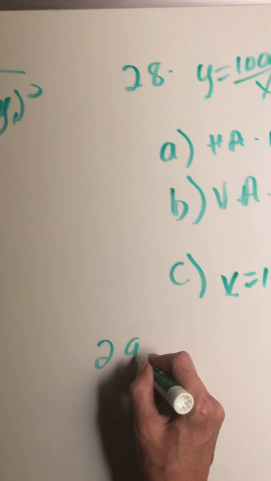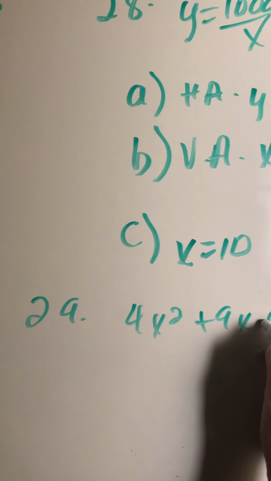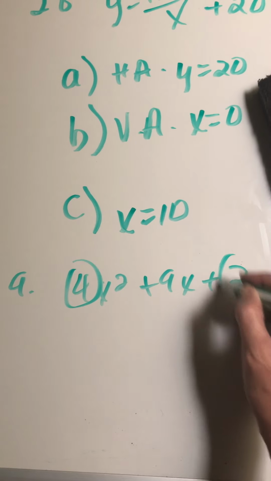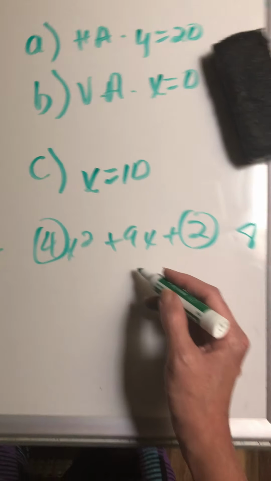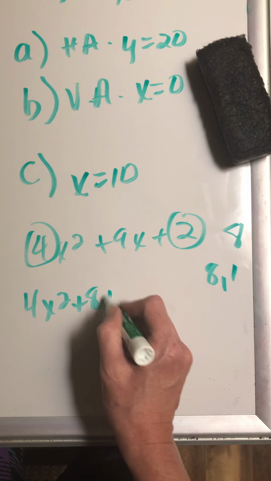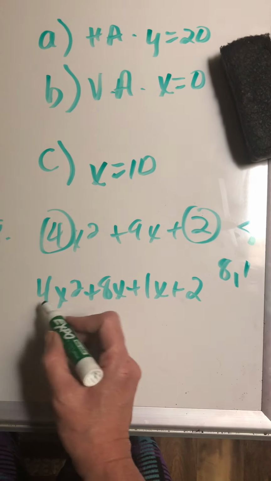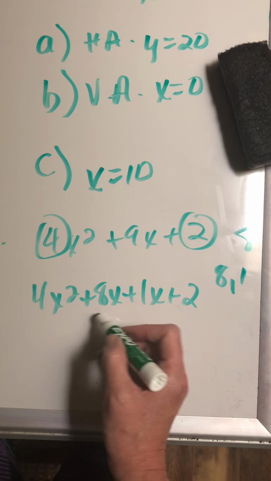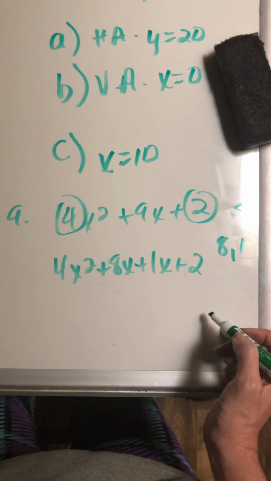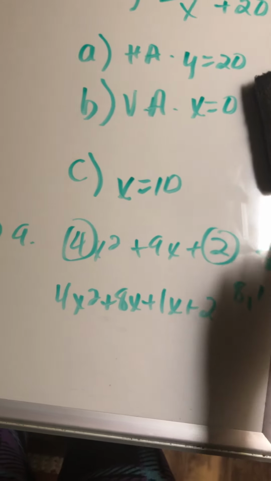Then 29 is factoring. 29 is 4x squared plus 9x plus 2. I'm going to start you on this, and you're going to need to finish it. 4 times 2 is 8. The factors of 8 that give you 9 are 8 and 1. So 4x squared plus 8x plus 1x plus 2. And then you should be able to go from there. Take a 4x out of these two and write down what's left. Take a 1 out of these two and write down what's left. And then finish the factoring. That'll get you on 29. And then 30 is not a big deal.